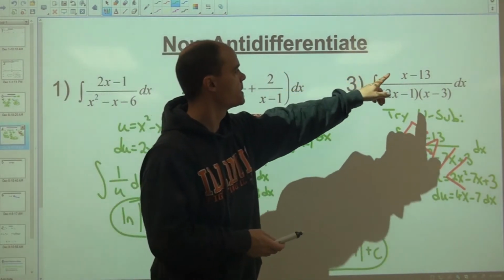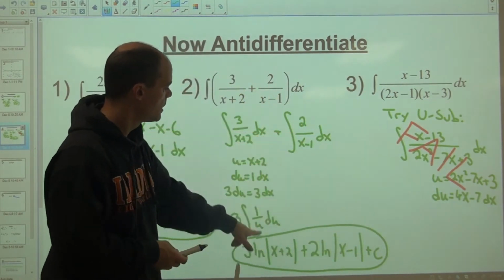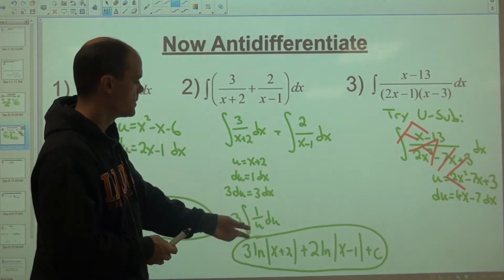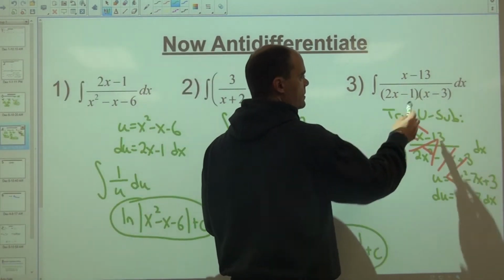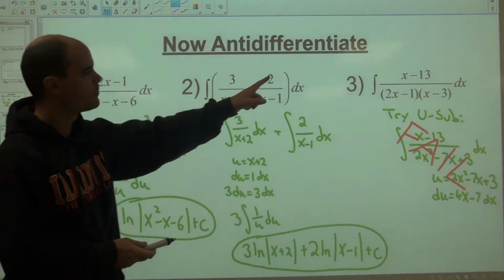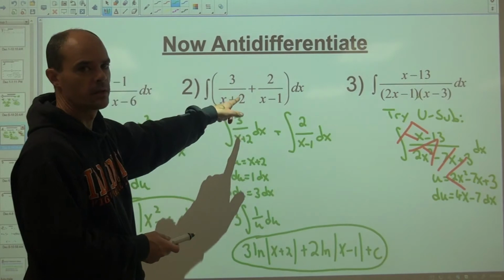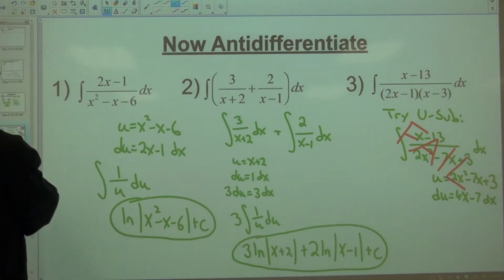We're going to split this up into two separate fractions, because two separate fractions are very easy to antiderive. I can just jump right to an ln. But a product causes me a huge, huge issue. So we're going to take that product and turn it into something like this. That is the goal of the partial fraction strategy.